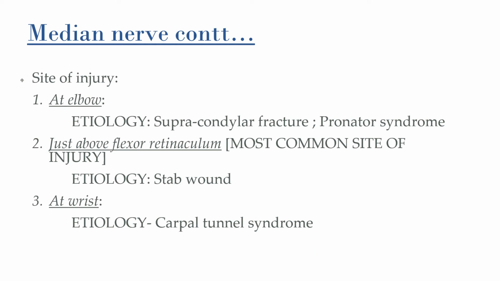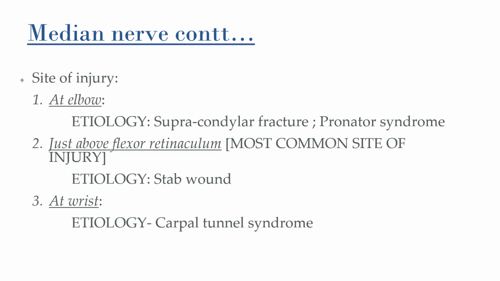Median nerve is prone to get injured at the level of elbow, as seen in cases with supracondylar fracture and pronator syndrome. It is also prone to get injured at the level just above the flexor retinaculum, which is the most common site of median nerve injury, as seen in cases with the stab wound. Median nerve is also prone to injury at the level of the wrist joint, as seen in cases with carpal tunnel syndrome.